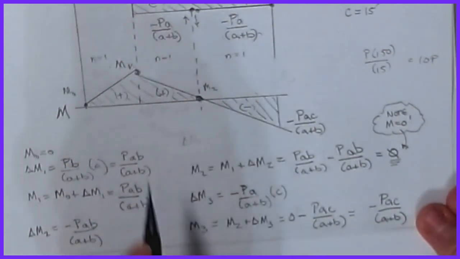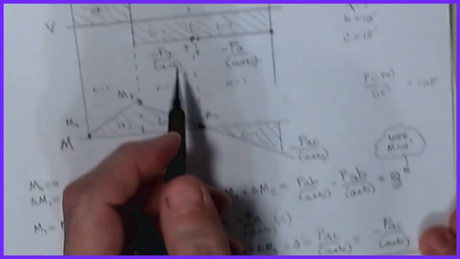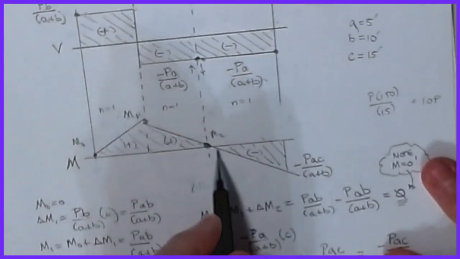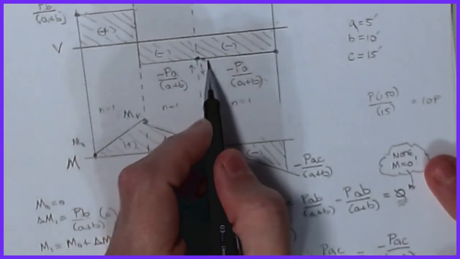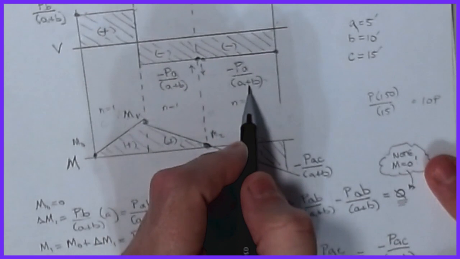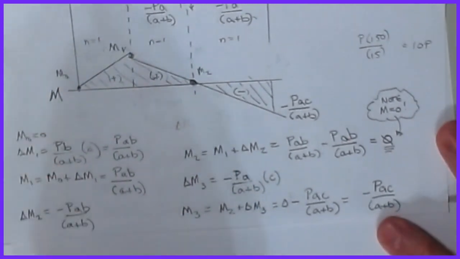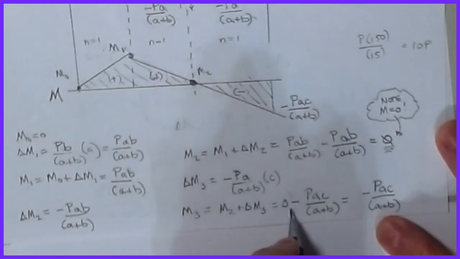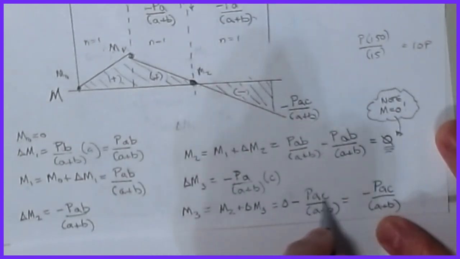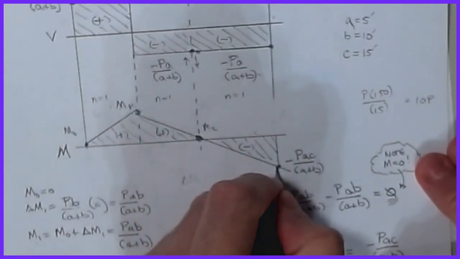And then once I get to there, I can figure out when my next point is lower because I have a negative area on the shear, so my moment's going to be lower as well. The amount it comes down is now the value of the shear, minus PA over A plus B, multiplied by C. And then the last M3 value is M2 plus delta M3, which starts at my 0 value at M2 minus PAC over A plus B. So that gets me to here.